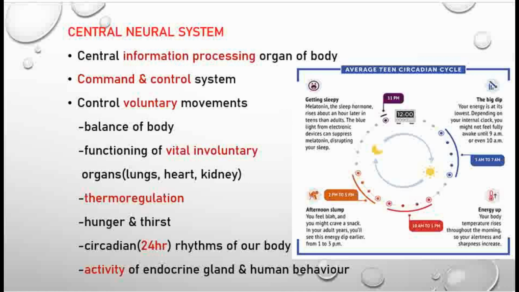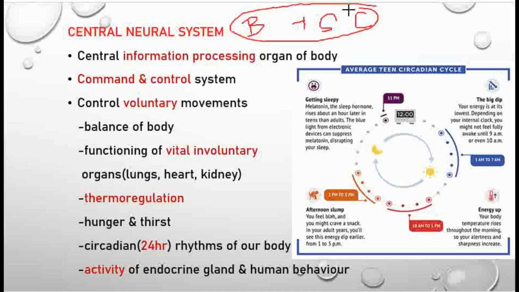Let's discuss about brain in this video. So first, in central neural system, what is a central neural system or central nervous system? We can say neural means nerves. So this central neural system consists of the brain and the spinal cord. Both together we call it the central neural system.